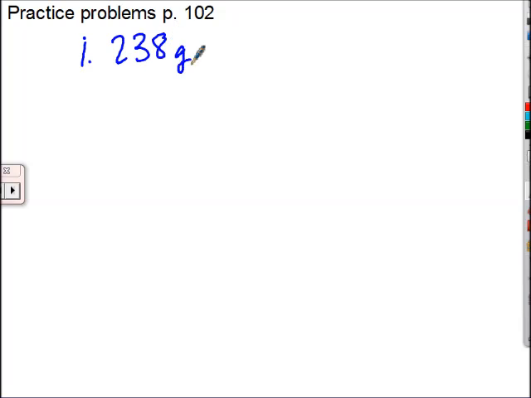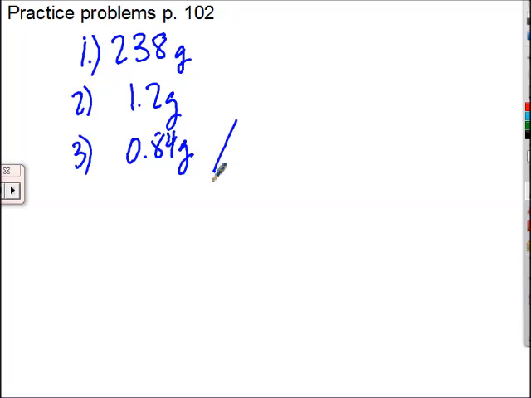The first one, the answer is 238. The second one is 1.2 grams. And the third one is 0.84 grams. Or the second part of it is 0.86 moles. I just wrote that backwards.